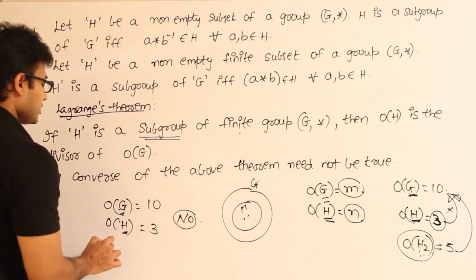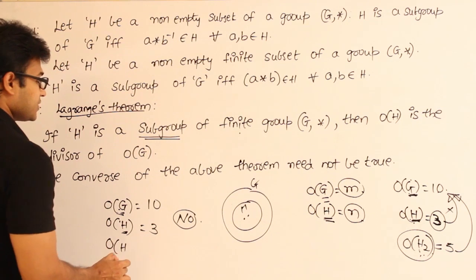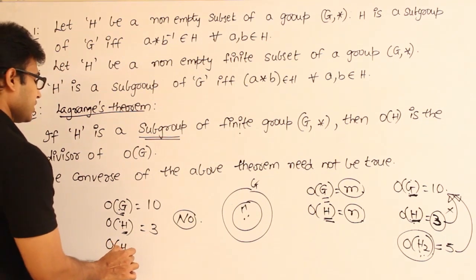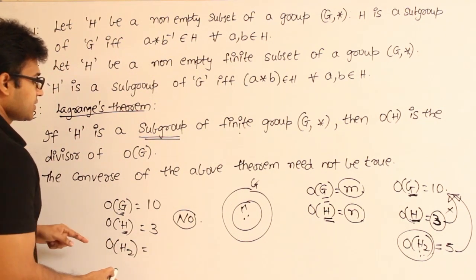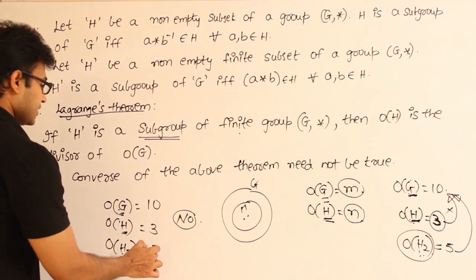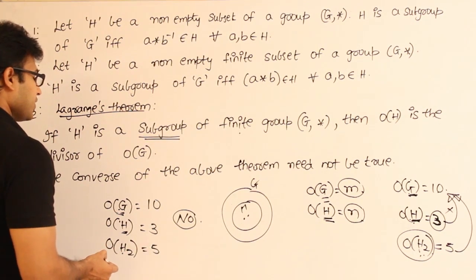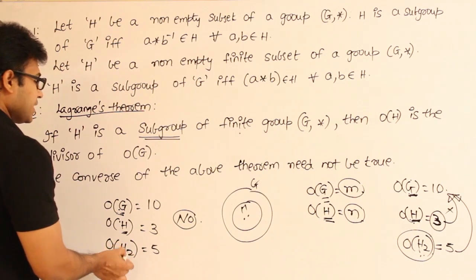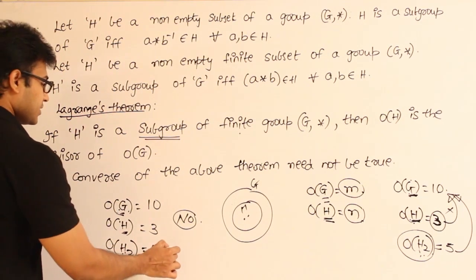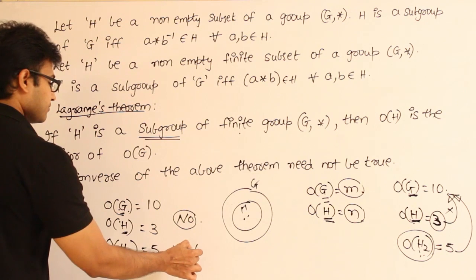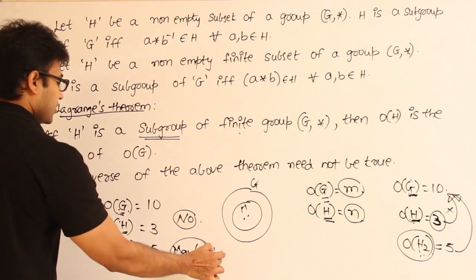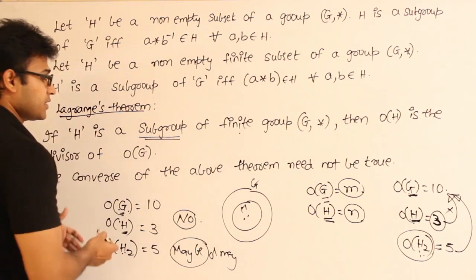Right? Now let us say there is one more subset, not a subgroup, H2, and the order of this subset H2, let us say, is 5. Now if the question is, will H2 be a subgroup of G? Then the answer is may or may not be. We cannot say, but we cannot say directly no.